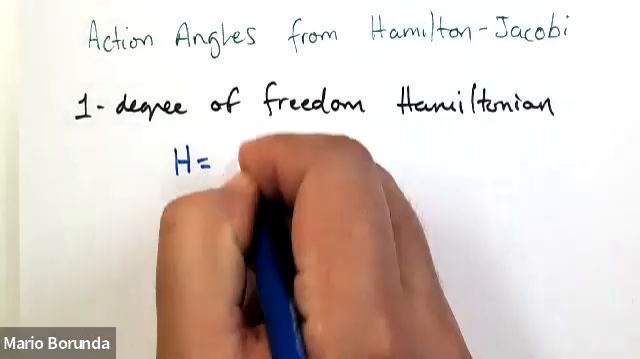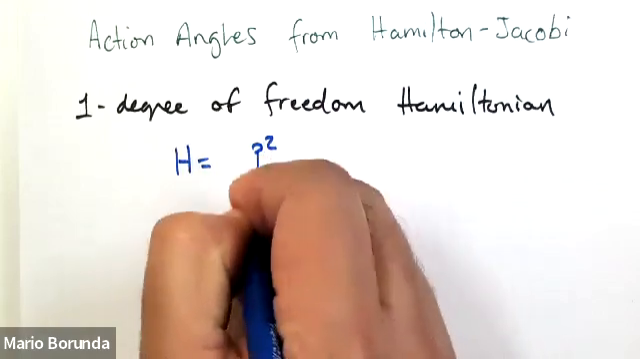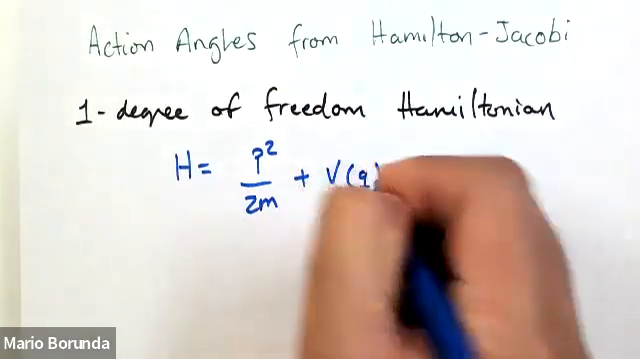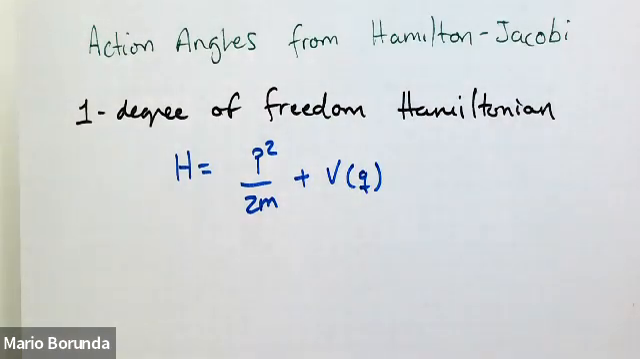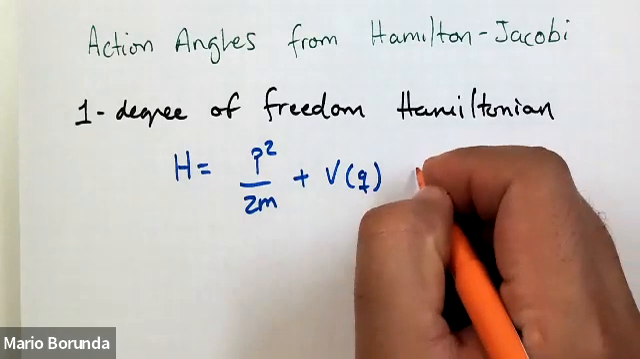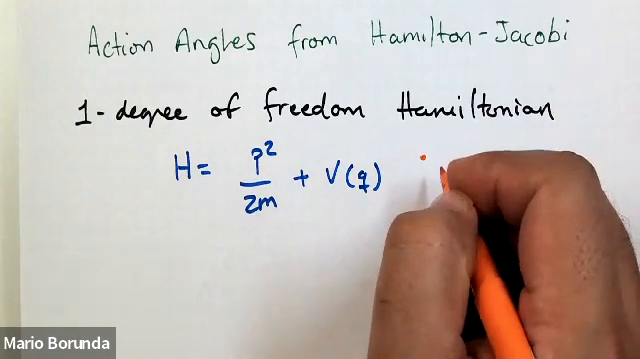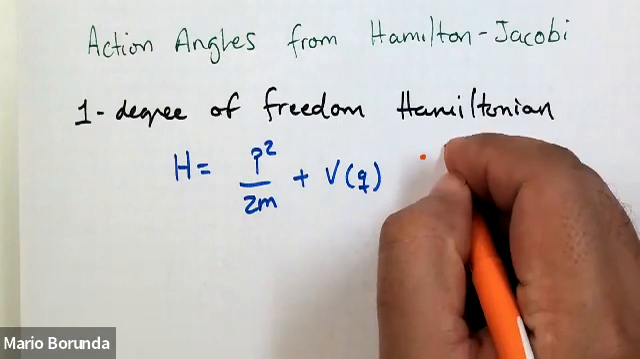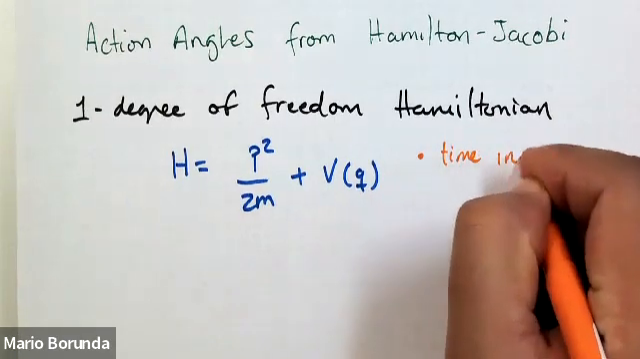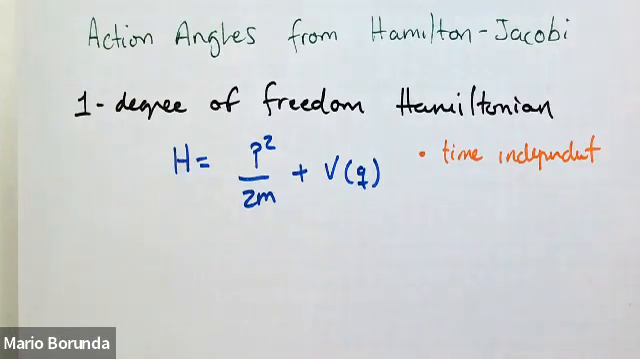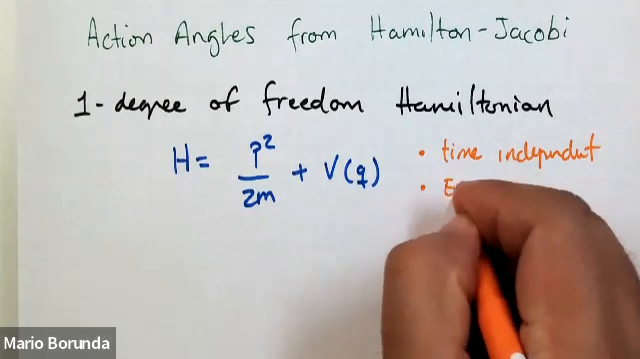So we have this Hamiltonian. This is a very simple one, so it's just going to be p squared over 2m plus some generic potential that depends on the quantity q. Things that we know right away: it's time independent, so energy is conserved, right?